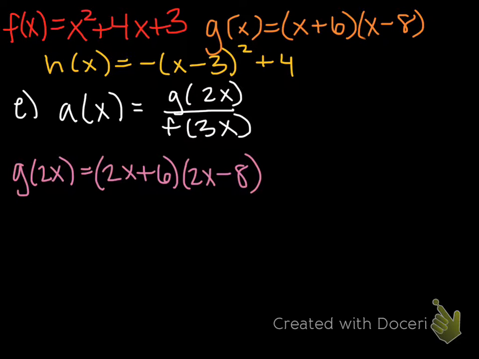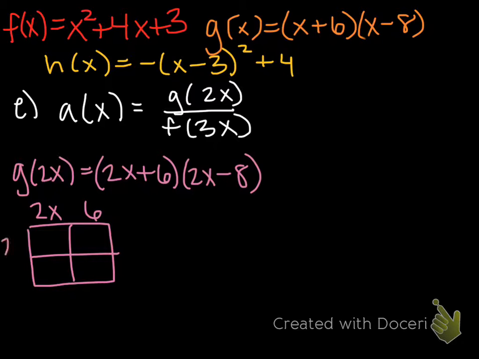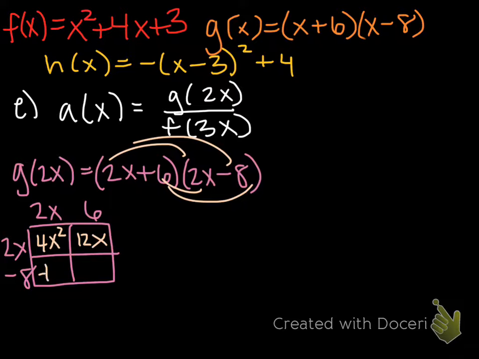And again, you can either foil or box. I'll do the box this time just so I can kind of touch on all the different types of learners out there. The 2x and the 6 goes on the outside. Again, if you foil, you're doing first, outer, inner, last. For the box method, you're finding the area of each box, so you're multiplying those two. Down here, I'll get negative 16x and negative 16. And then we combine like terms. So for g of 2x, we'll get 4x squared minus 4x minus 16.